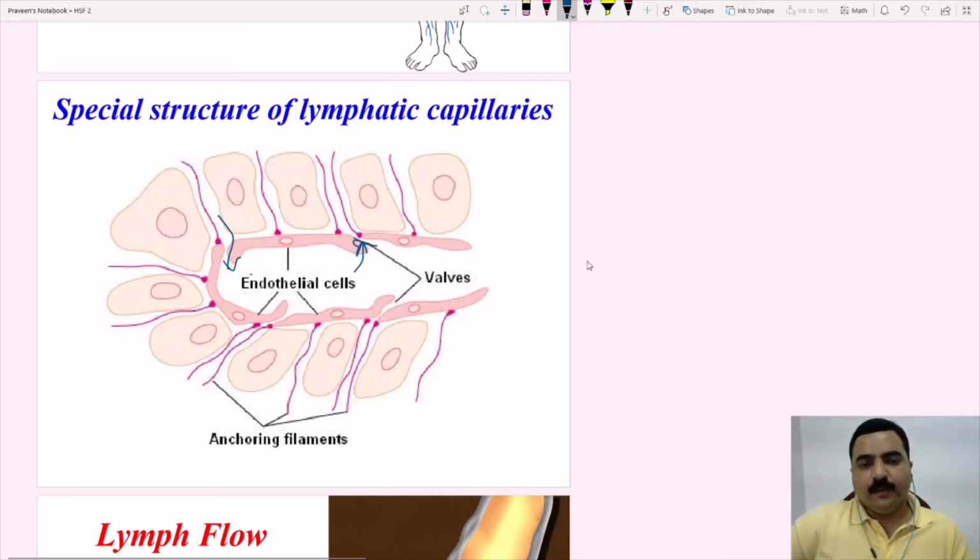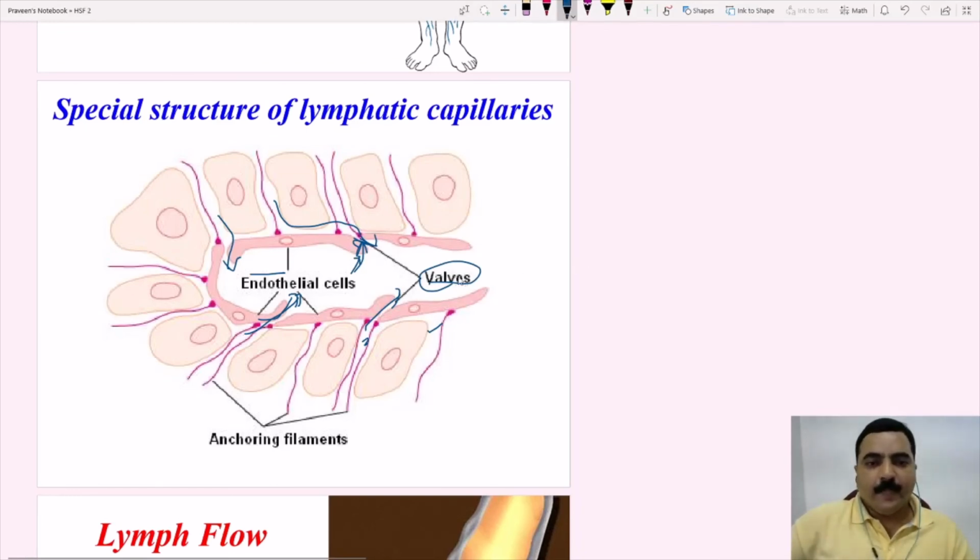Once the fluid enters over here, it cannot go out. So if there is a fluid accumulation here in the interstitium, the fluid will all enter in. But when the fluid tries to go out, there is like a flap-like system, or the valvular system, which prevents the backflow or the flow out of the vessels. Okay, so that is the mechanism.